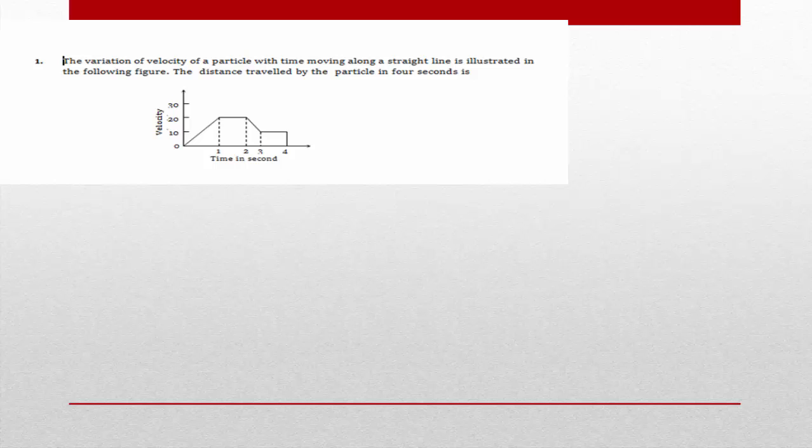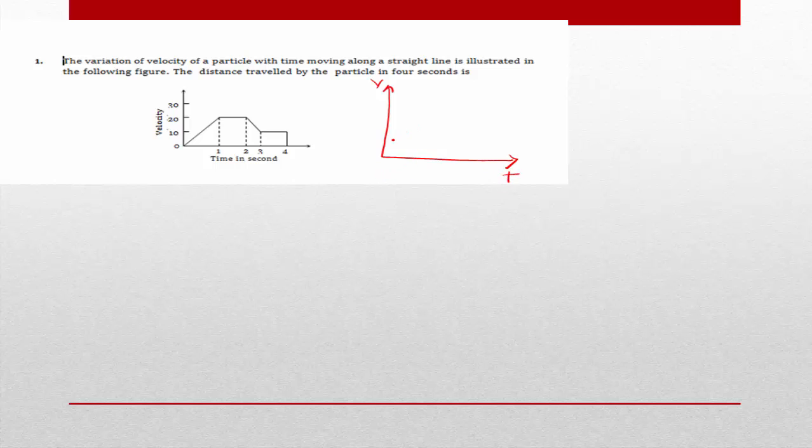The first question: the variation of velocity of a particle with the time moving along a straight line is illustrated in the following figure. The distance travelled by the particle in 4 seconds is. The given problem is like this. The variation of velocity of a particle with the time moving along a straight line. This is the velocity and time graph.